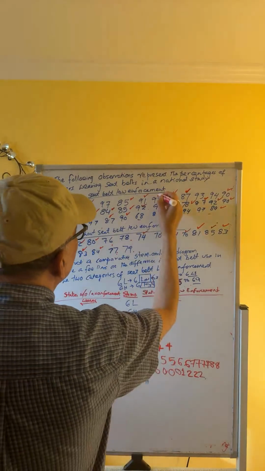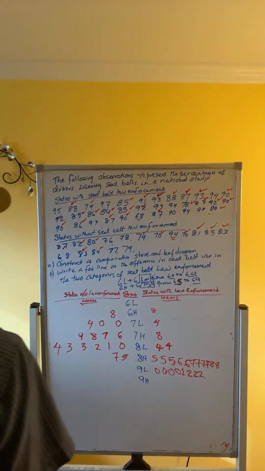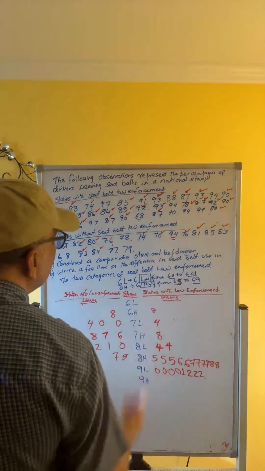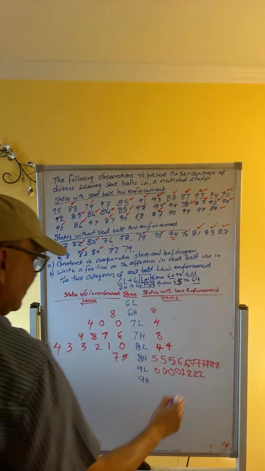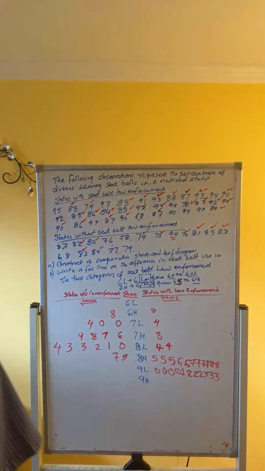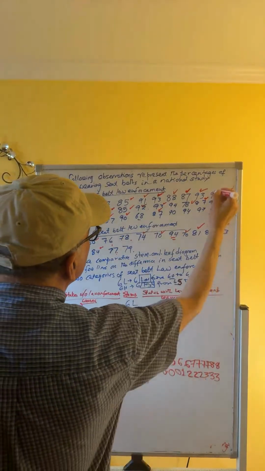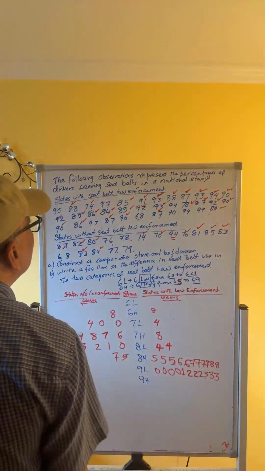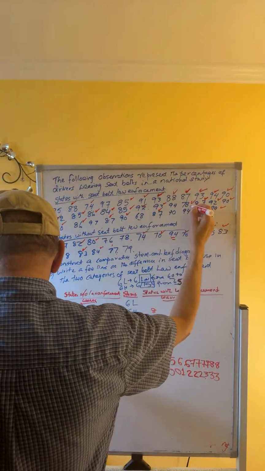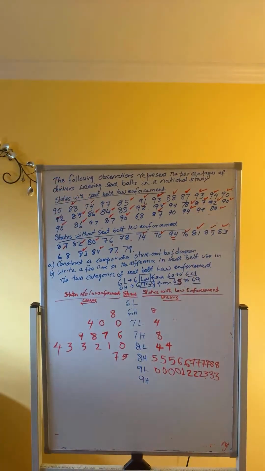After 92 comes 93. How many 93s are there? 1, 2. 2 93s. Is there any more? Yes, there is one more. 3 93s. Next is, how many 94s are there? There is 1 over here, 1 over here, 2 over here. So I got 2 94s.